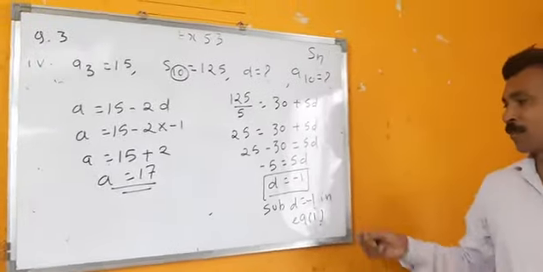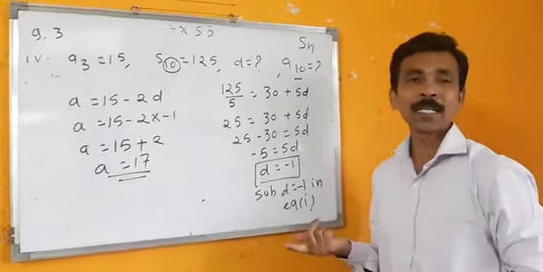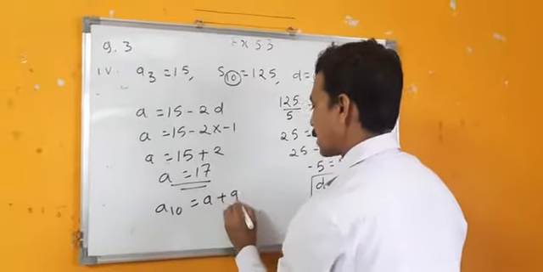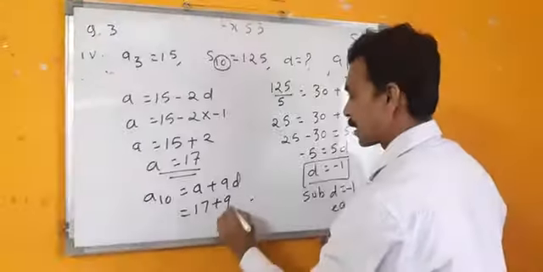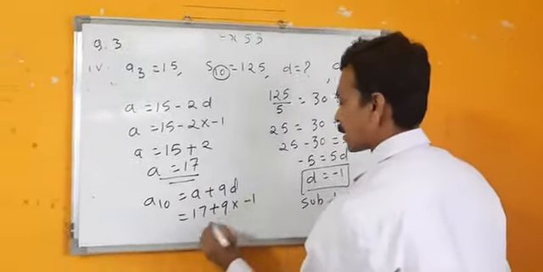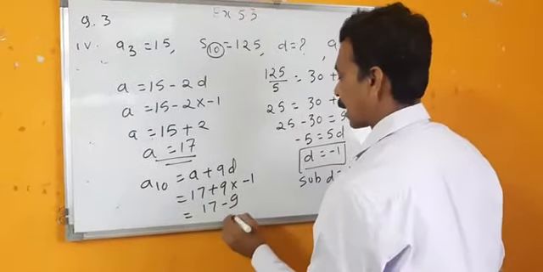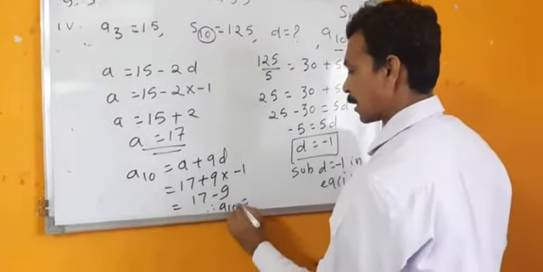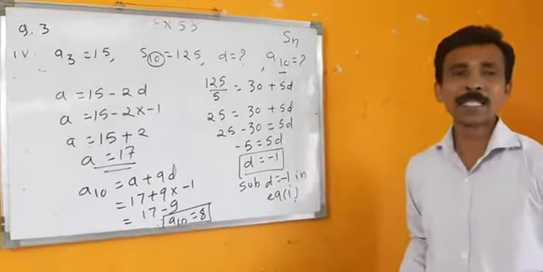Now we have the value of A, we have the value of D. Can we find A10? Yes, we can find A10. A10 is equal to A plus 9D. A is how much? 17 plus 9D means 9 into D. What is the value of D? Minus 1, right? So A10 is equal to 17 minus 9. 17 minus 9 is 8. So the value of A10 is 8.